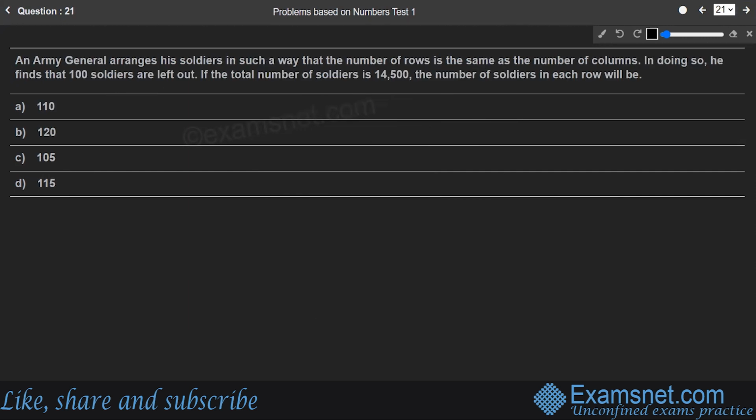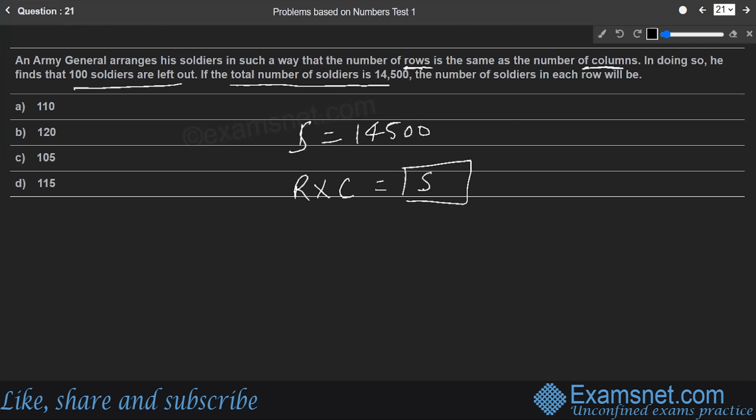Now, an army general arranges his soldiers in such a way that the number of rows is the same as the number of columns. In doing so, he finds that 100 soldiers are left out. If the total number of soldiers is 14,500, the number of soldiers in each row will be, okay, so the total number of soldiers available is 14,500. He says if he tries to arrange them such that the number of rows is equal to the number of columns, then clearly row into column will be the total number of soldiers available. And if he tries to do this, he finds that 100 soldiers are left out.